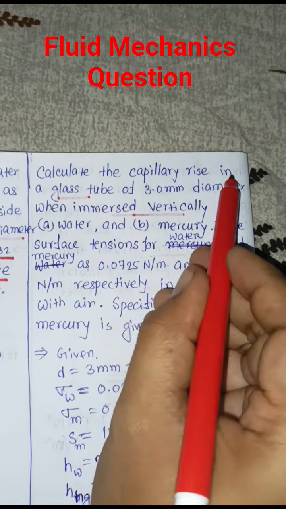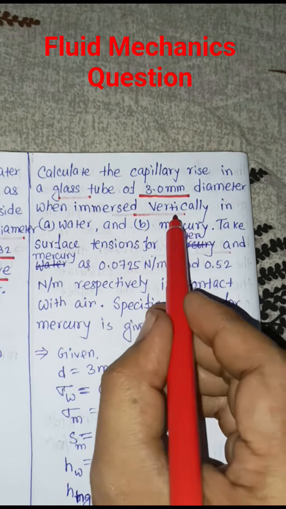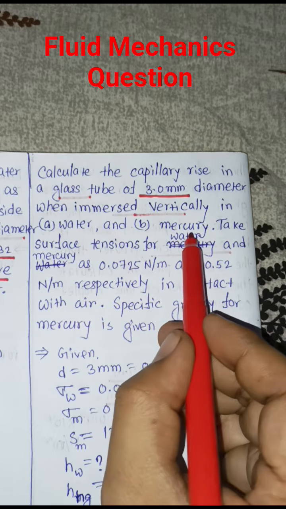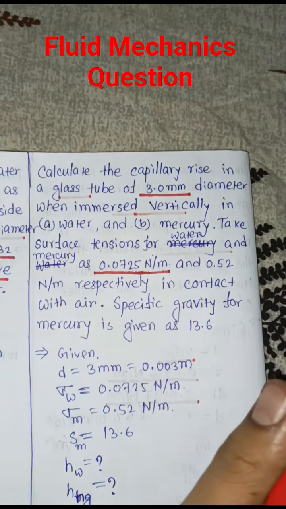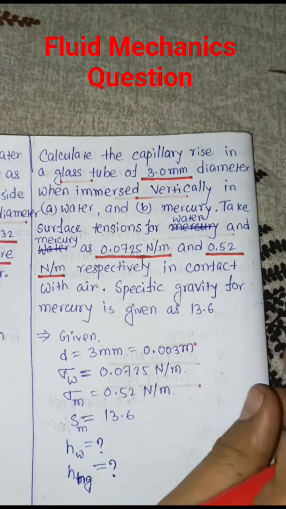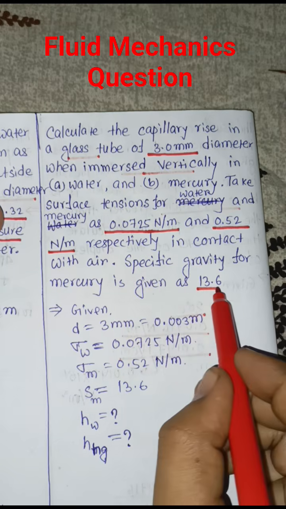Calculate the capillary rise in a glass tube of 3 mm diameter when immersed vertically in water and mercury. Take surface tension for water and mercury as 0.0725 Newton per meter and 0.52 Newton per meter respectively in contact with air. Specific gravity for mercury is given as 13.6.